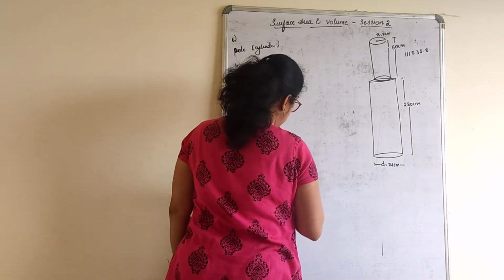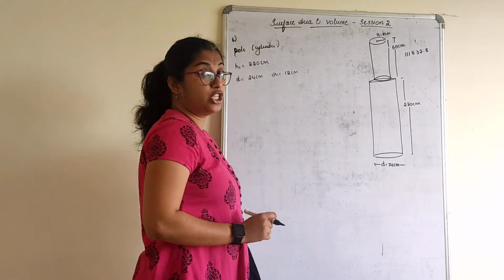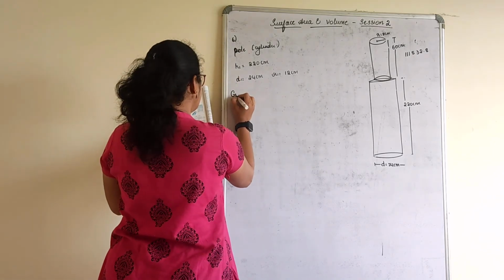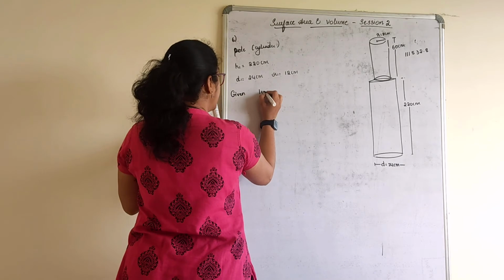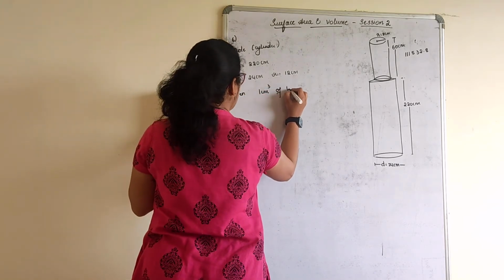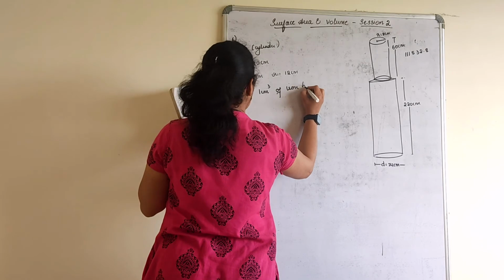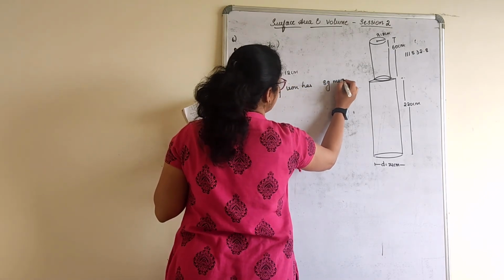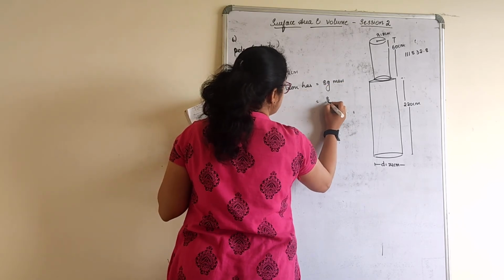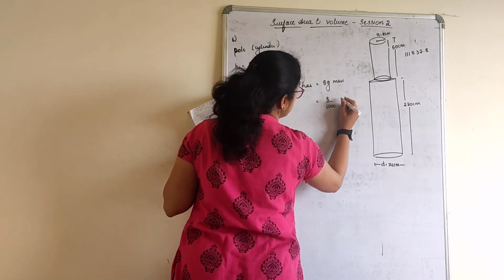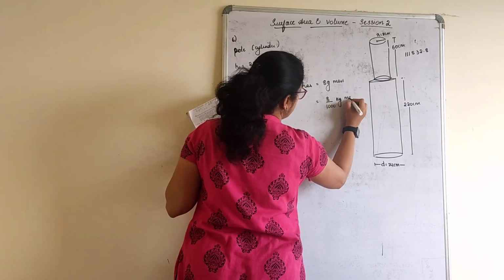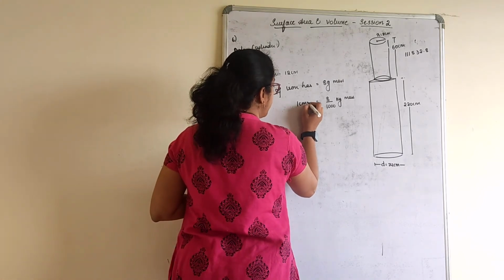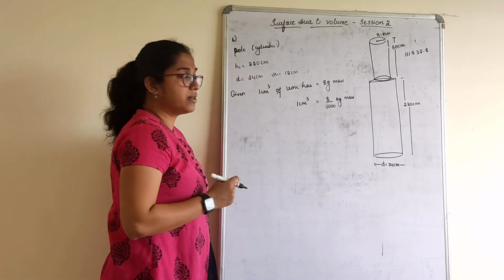We should always know that mass is always given in terms of kg. That's we have learnt in physics. So, given 1 centimeter cube of iron has 8 grams of mass. That is 8 by 1000 kg mass. Correct? I converted this in terms of kg. 1 centimeter cube of iron has 8 by 1000 kg mass.